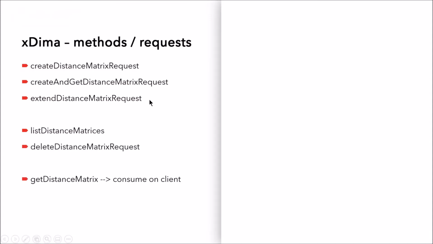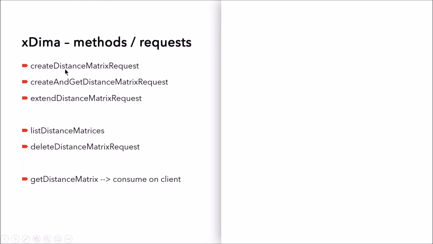Next thing is get distance matrix. This is needed if you want to consume the content of a distance matrix on a client. Remember, create distance matrix will produce something on the service and return a string, an ID, just a complex ID that you can then provide to the xtour module to refer to the distance matrix. But you would not consume the driving times and driving distances on client side with this method. You consume only the ID, and then you can forward the ID to the xtour.